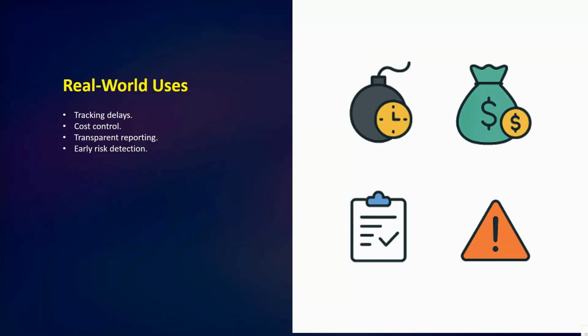Third, we have transparent reporting. Baselines provide objective, data-driven reports that enhance credibility with the client and stakeholders. Last, we have early risk detection. When baseline variances start to appear, they often indicate risks that need attention before they grow into bigger problems. In practice, baselines are a daily tool for project managers to stay in control of time, cost, and scope. I hope these things are clear.